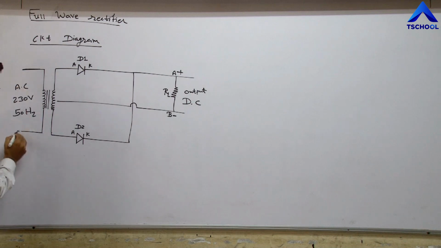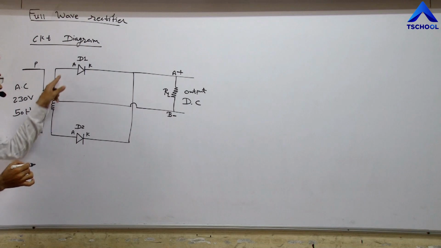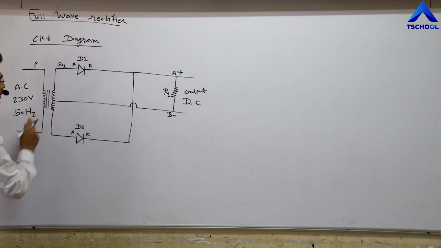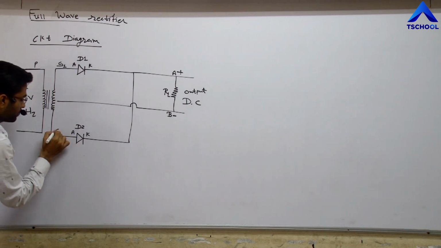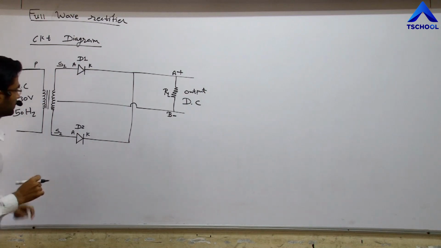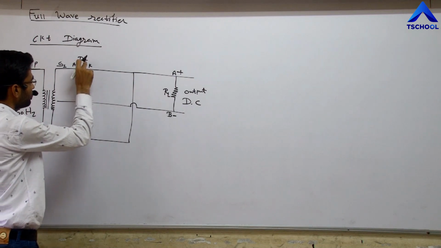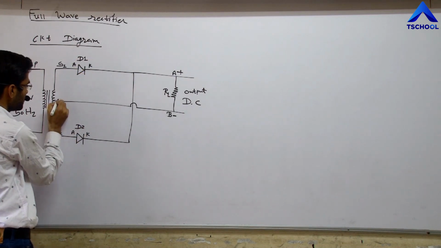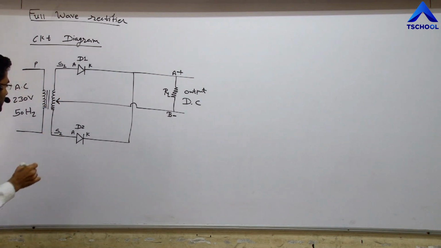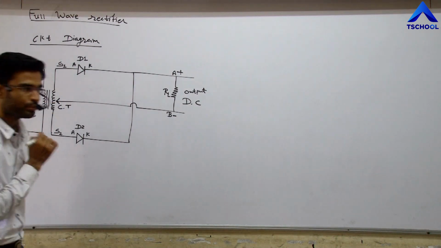The AC is given to the primary winding of the transformer. The secondary winding terminal S1 is connected to diode D1 and S2 is connected to diode D2. Both outputs of D1 and D2 are connected to the center of this transformer. That's why it is called a center tap transformer, represented by CT.